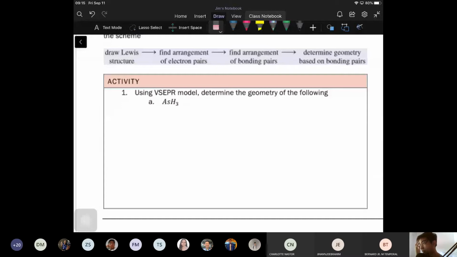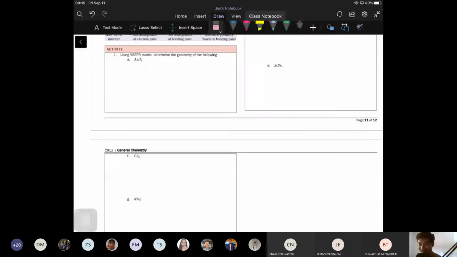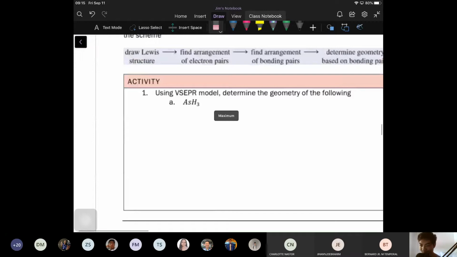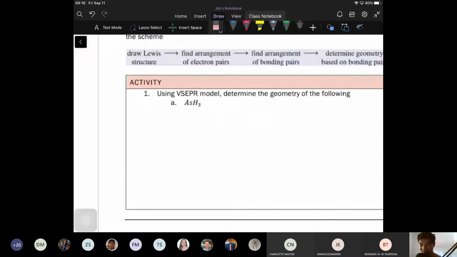Ito. So we will finish our discussion by answering, ilang to? 1, 2, 3, 4, 5, 6, 7. So we will answer 7 structures. Ayan. So magsasagot tayo. So we will have AsH3. Okay, so paano yung Lewis structure niyan?